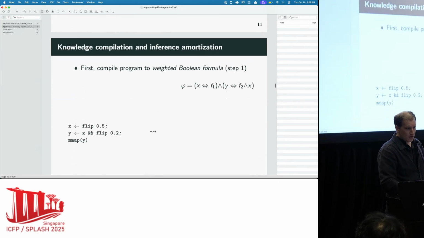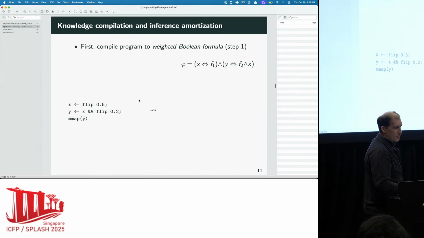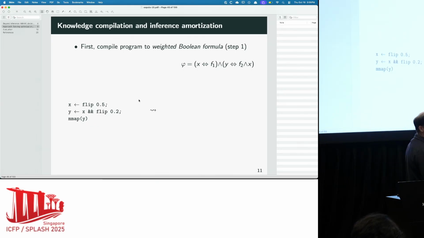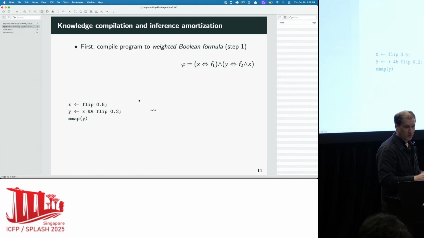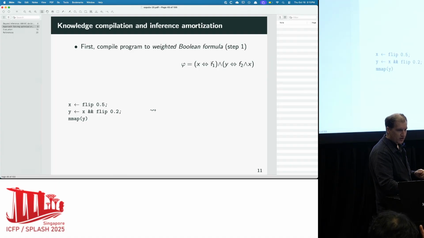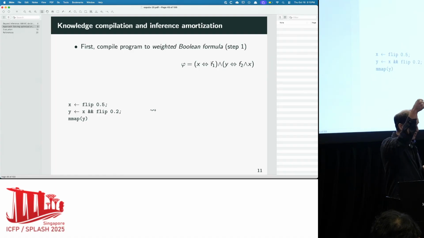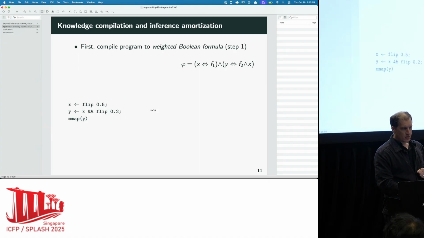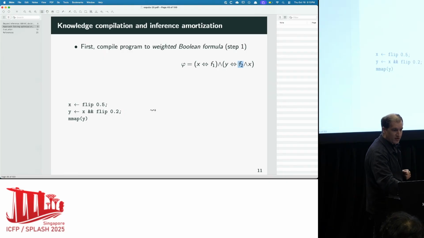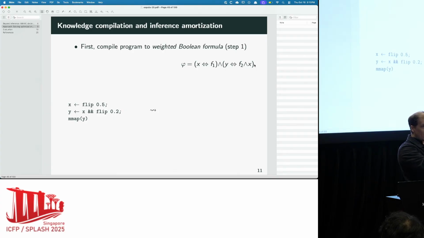Okay. So first we're going to get out a Boolean formula for this, and the way we choose this Boolean formula is very important. It's very carefully constructed to work with the subsequent steps. We have a variable x here, and it's true if and only if f1 is true, and we introduce this f1 variable, which is going to be the weighted variable. That's where the probability is going to live. And then y is true if and only if f2 is true and x is true. So maybe you can start to see already how this formula is capturing all of the joint assignments to the variables in the program, x and y.